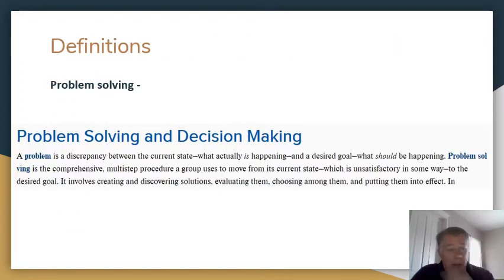So a problem is a discrepancy between the current state, what actually is happening, and a desired goal, what should be happening. Problem solving is the comprehensive multi-step procedure a group uses to move from its current state, which is unsatisfactory in some way, to the desired goal. It involves creating and discovering solutions, evaluating them, choosing among them, and putting them into effect.